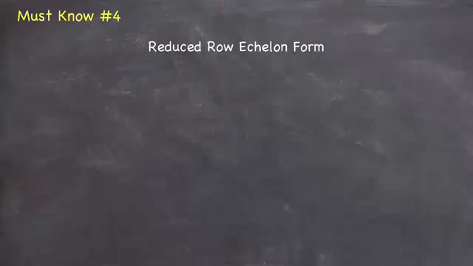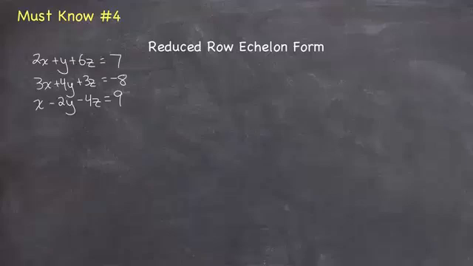Reduced row echelon form. Let's say we had a system of 3 linear equations. I could use an augmented matrix to represent this system. To write the augmented matrix, the first thing I do is create the coefficient matrix, which I do by looking at the coefficients of all the variables in all the equations.